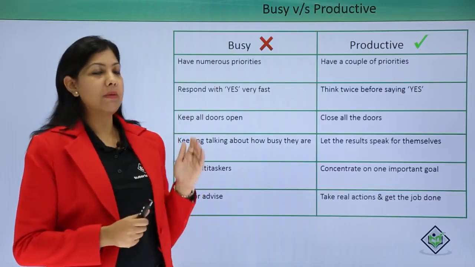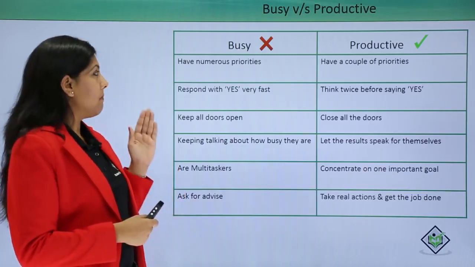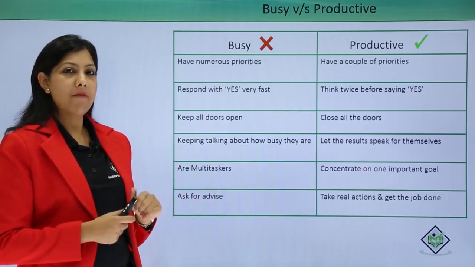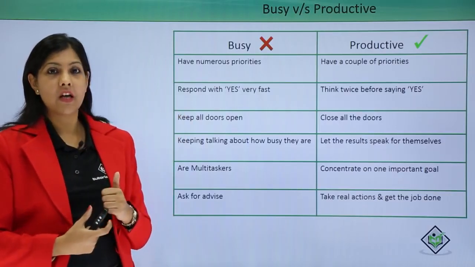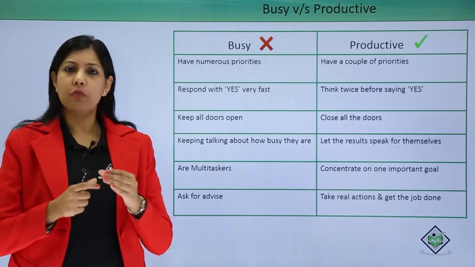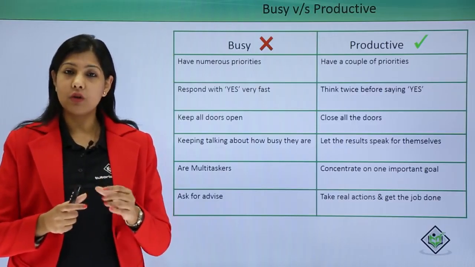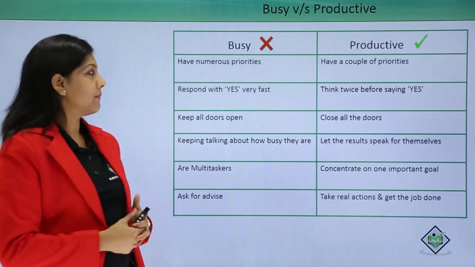So what is the difference between being busy and being productive? Let's understand that a little in detail. Being busy, there are people who have multiple priorities. They will have numerous priorities for themselves. Whereas productive people, on the other hand, only focus on few priorities. They would rather focus on a lesser number of things rather than filling their days with too many things.